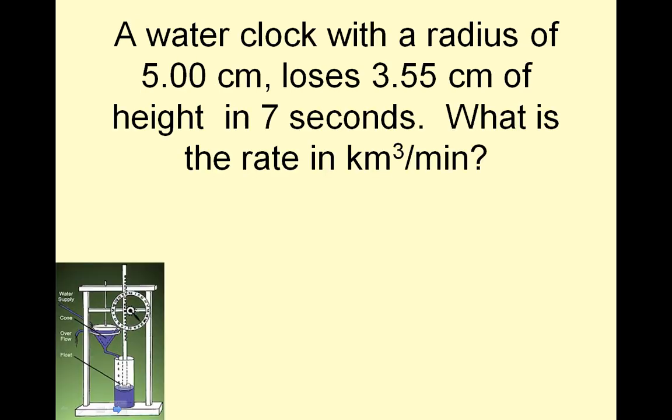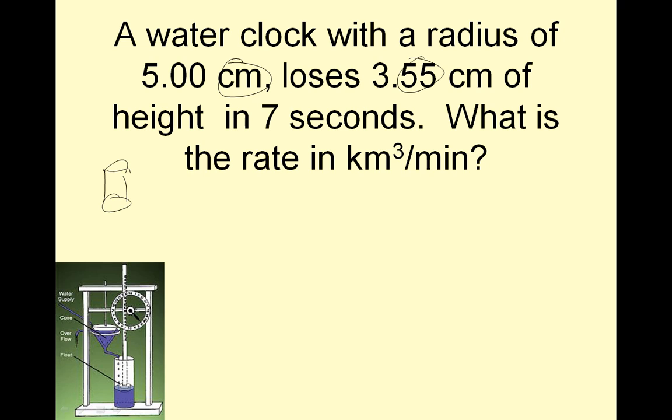There you go. A water clock with a radius of 5 centimeters loses 3.55 centimeters of height in 7 seconds. What is the rate in kilometers cubed per minute? So notice I've got a centimeter, that's the radius, that's the height in 7 seconds. So what I need to do, this is a water clock, only ours is a cylinder instead of a funnel. So I need to find the area of that. So I basically have a circle. So how do you find the volume of that?